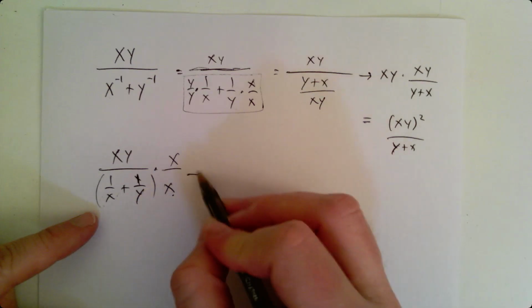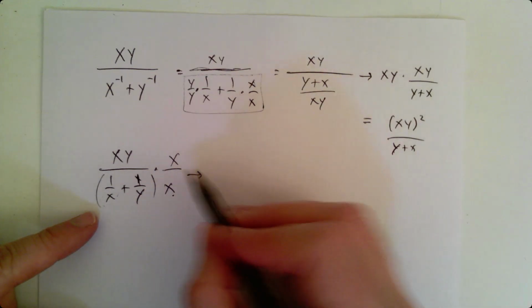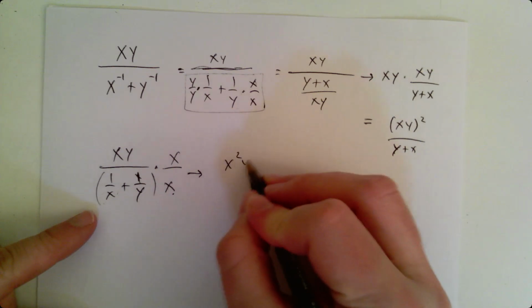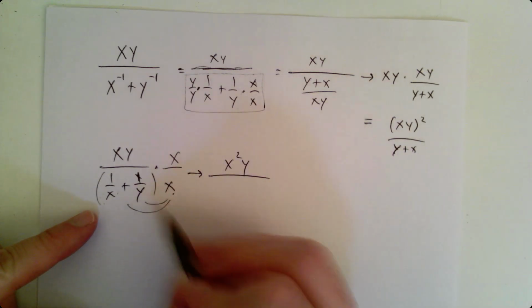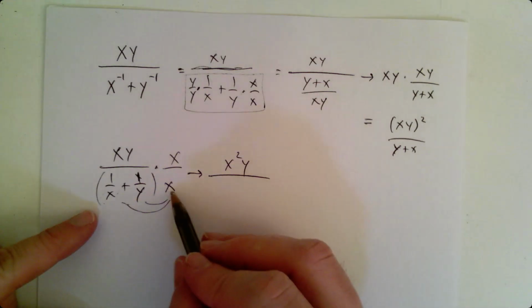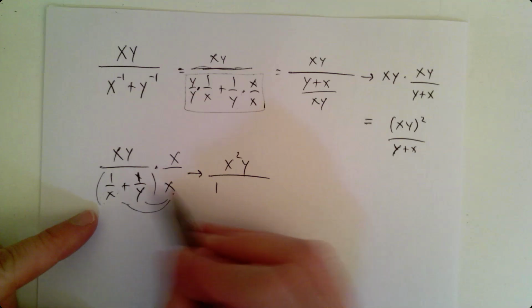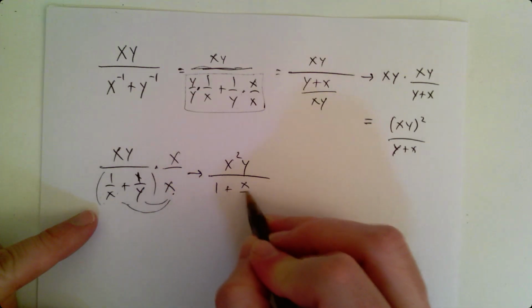Well, let's do it in 2 steps. So we'll do this much first. In the numerator here, I've got x squared y. In the denominator, I'm distributing this to both terms here. So x times 1 over x is 1. X multiplied there gives us x over y.